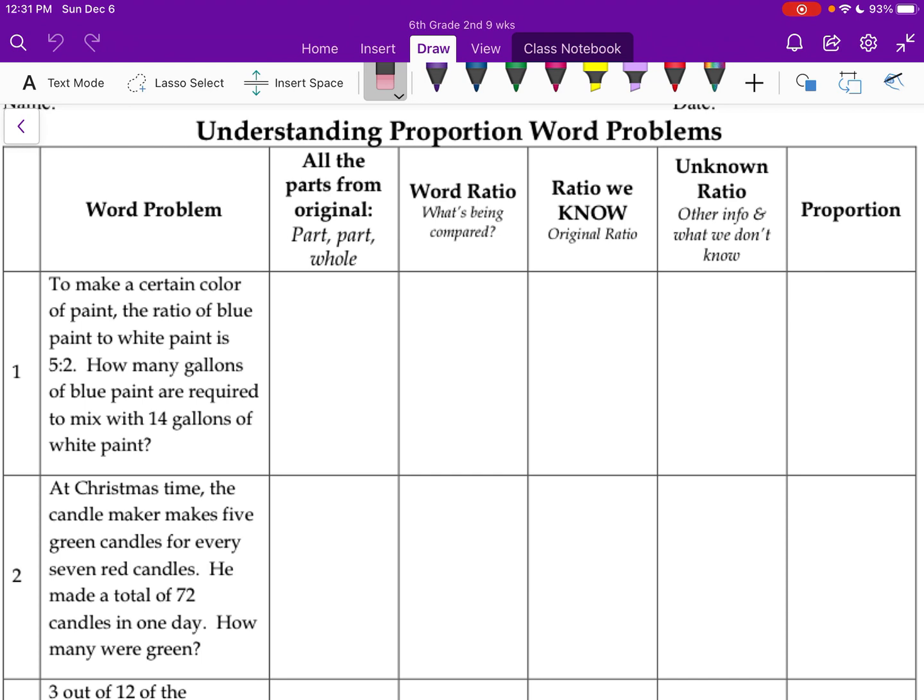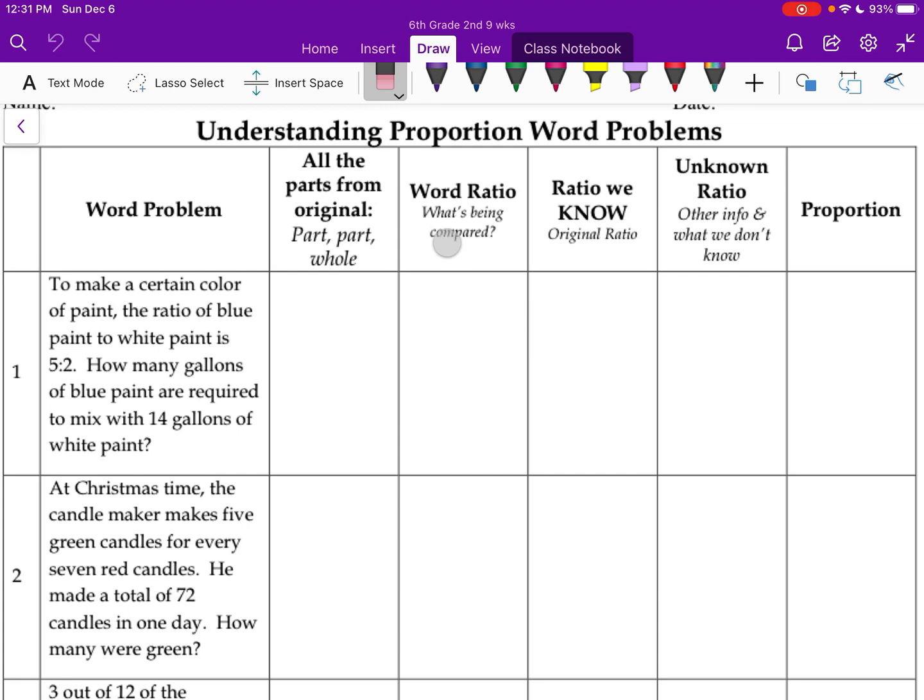Today we're going to look at 10 different word problems and we're going to set up and think about all the things that we need to think about when we look at a proportion word problem. Okay? So we know that proportions are equal ratios. So when we read our word problem, we need to be thinking about the ratio or what's being compared. So remember, ratios have two parts and a whole. So we need to be thinking about what are those two parts and what's the whole.